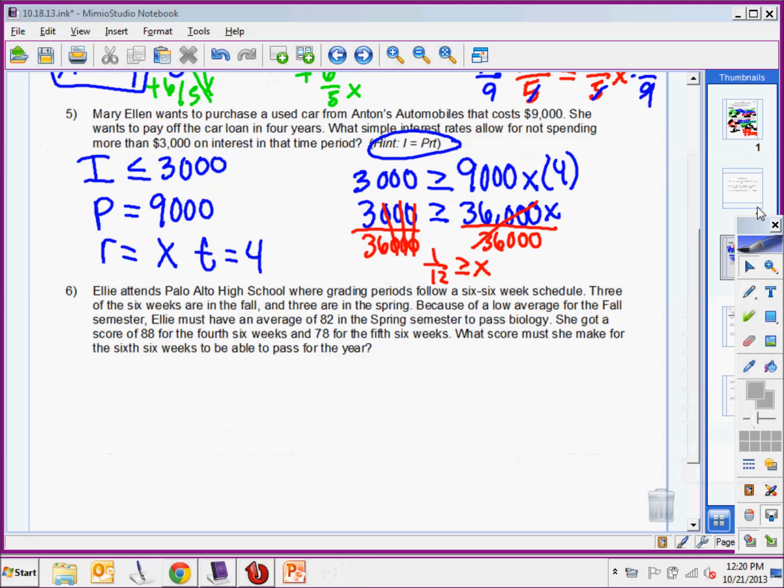Let's continue. Because rates are generally given to you in terms of a percent, this would actually be written as 8.3%. That is what your rate would have to be. So your rate would have to be either less than or equal to 8.3%.